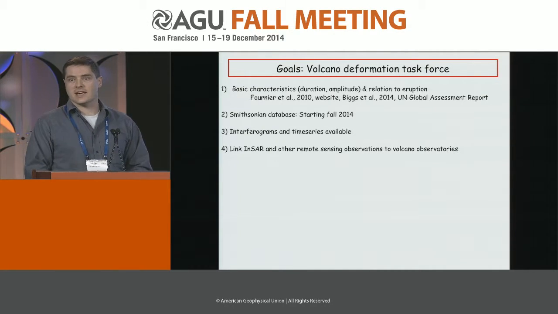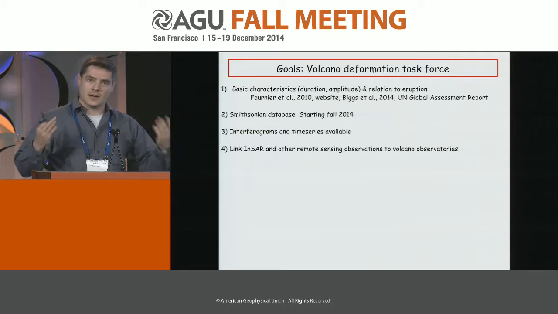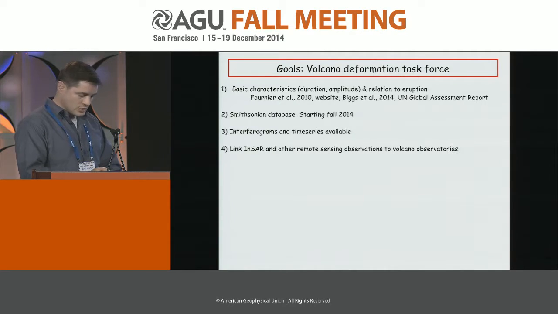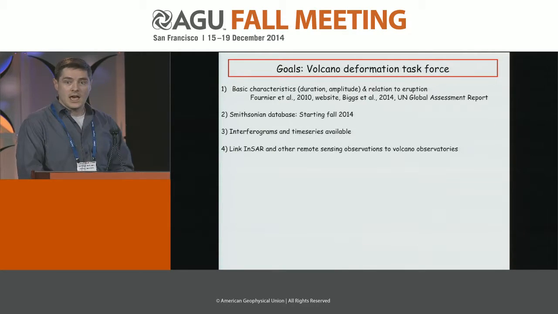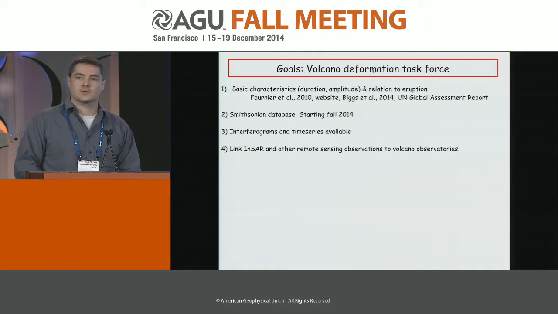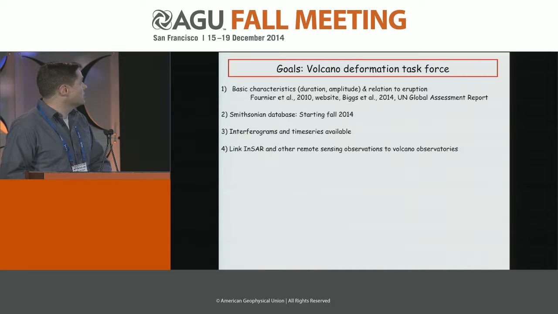How do we synthesize that into plots like the simple ones I just showed you in terms of the characteristics of the deformation, the magma composition that came out of the erupted volcano, and so forth. So that's one goal of our project, is to basically compile those sorts of observations. And one way that will be done, as I'll talk about, is to insert those sorts of observations directly into the Smithsonian database of eruption information.